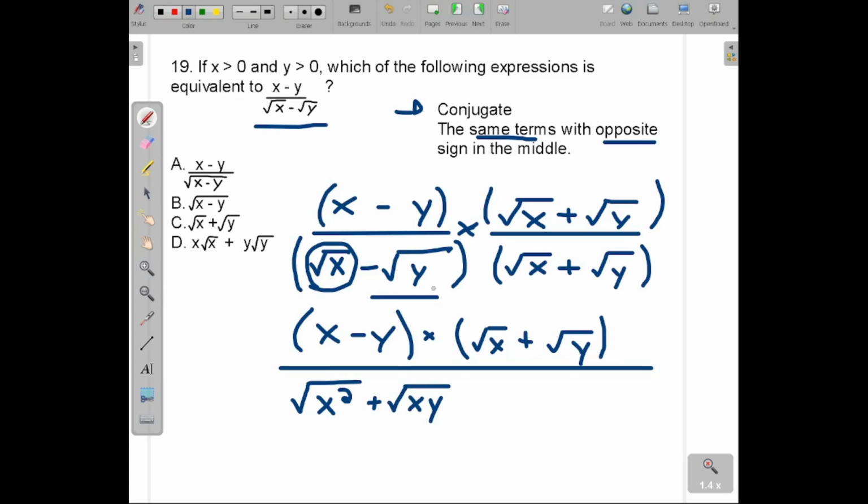So negative the square root of y times the square root of x, negative the square root of x times y. I'm just keeping the same order. And for the last term, negative square root of y times positive square root of y is negative square root of y squared. Now in the denominator we have positive square root of x times y minus square root of x times y. So these two cancel out.